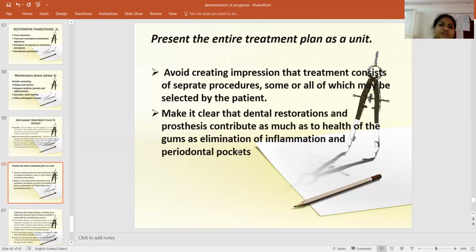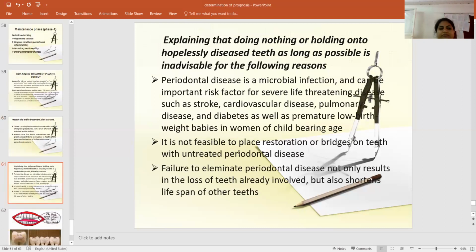So पूरा treatment plan आपको you have to explain them as a unit, not like perio treatment अलग, prosto treatment अलग, not like that. Because the surgical phase, restorative phase, and prosto, everything goes hand in hand. So you need to make clear that the restorations and prostheses also contribute to the elimination of inflammation, and you need to maintain this also.